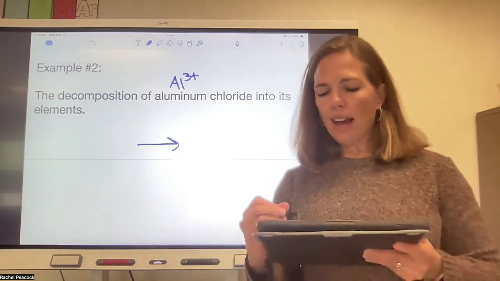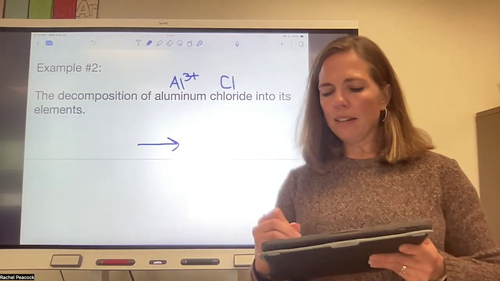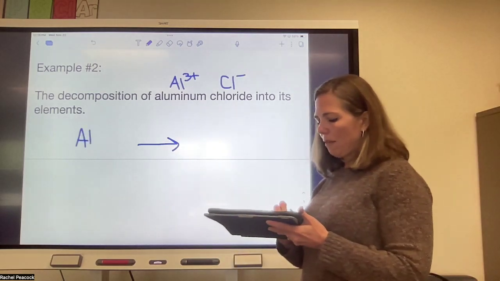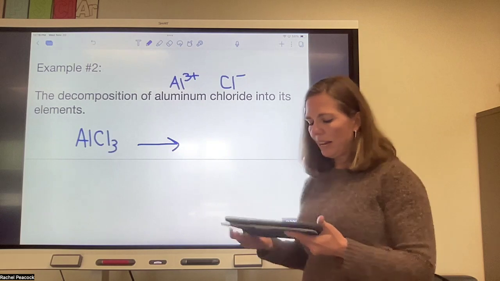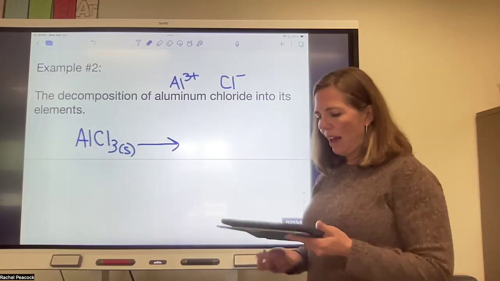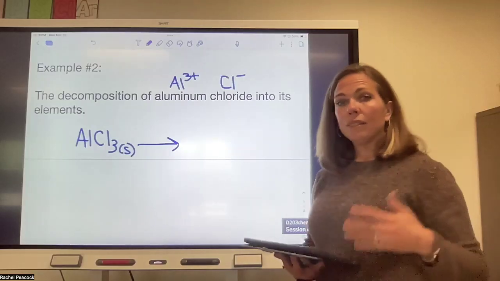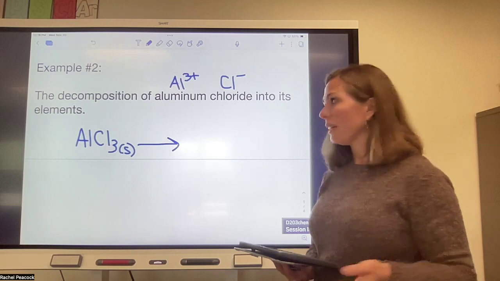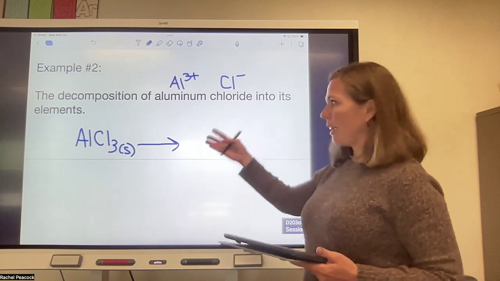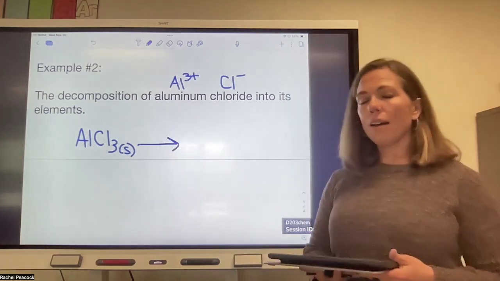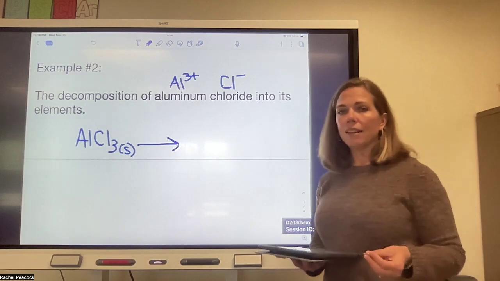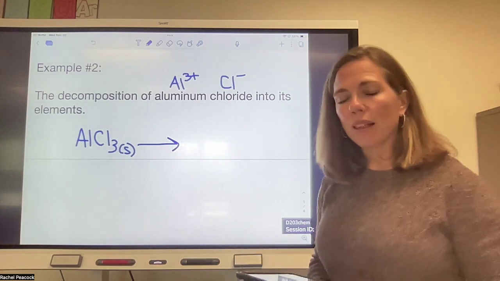Okay. Chloride, I think you guys have a better handle on, is Cl-. So then your formula would be AlCl3. That is an ionic compound, so we're going to put a solid on that. Now, here's your opportunity to predict your products. It says it's going to break down into its elements. So figure out what elements make up AlCl3, and then ask yourself, are any of them diatomic? If so, make sure you write them correctly.